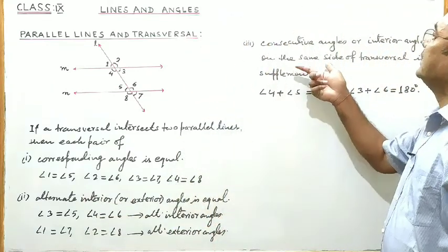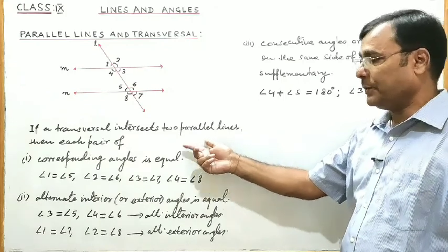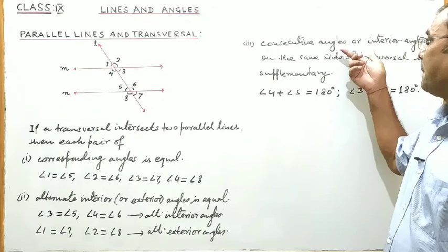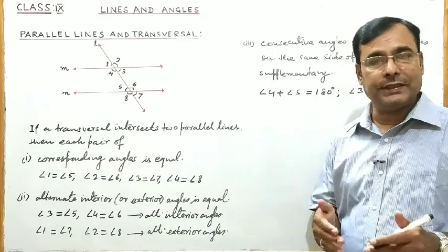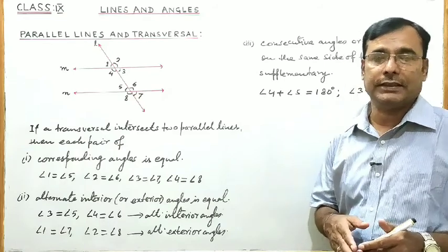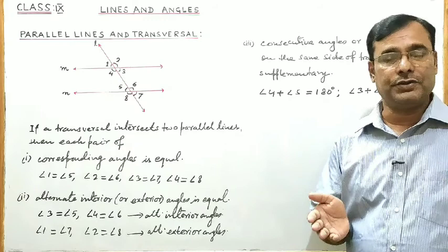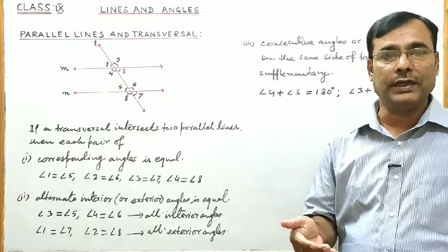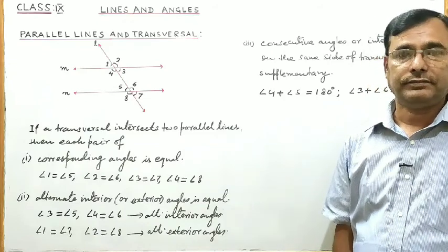Like that, the third condition is, if a transversal intersects two parallel lines, then each pair of consecutive angles is supplementary. Its converse is, if a transversal intersects two lines such that a pair of consecutive angles is supplementary, then the two lines are parallel to each other.